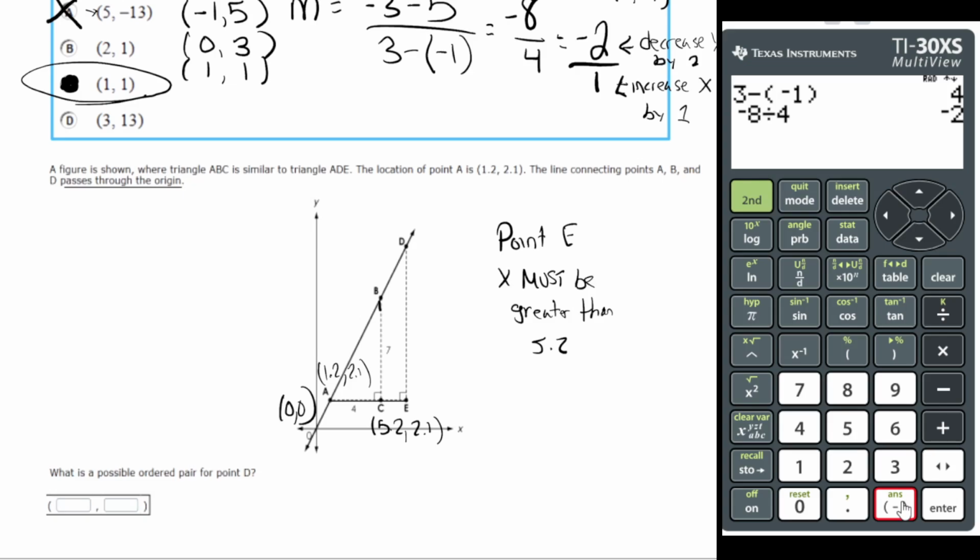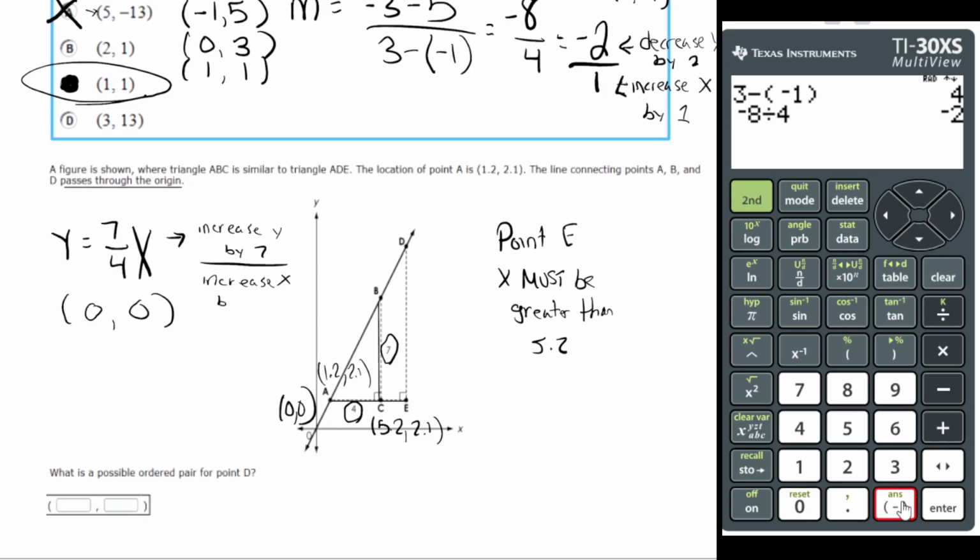Now, they're nice enough that they mark our slope for us. They tell us the change in y is 7 and the change in x is 4. Okay? So we can just make an equation out of this. y equals 7 over 4 x. We have no y-intercept because we pass through the origin. So if you want to go on this line, all you have to do is start at 0, 0. And note that what this slope means is that you increase y by 7 and increase x by 4.